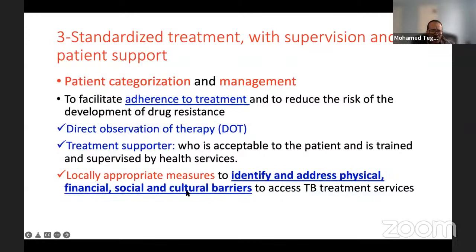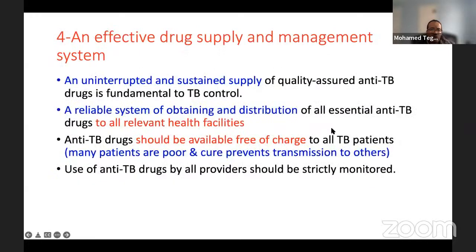Besides that, also the cultural barriers in these communities. So finding a way to educate people about TB. TB is a treatable disease. Find a way to attract more patients to the treatment centers. That's also part of this program.